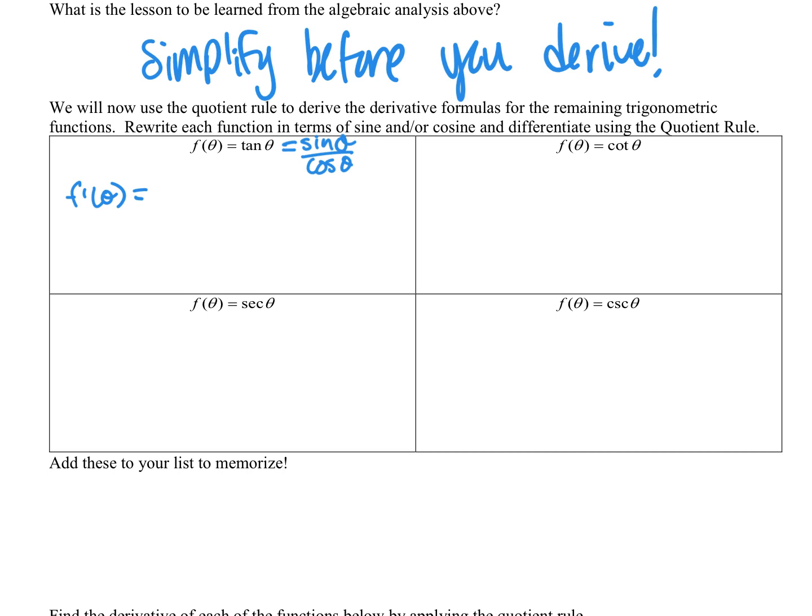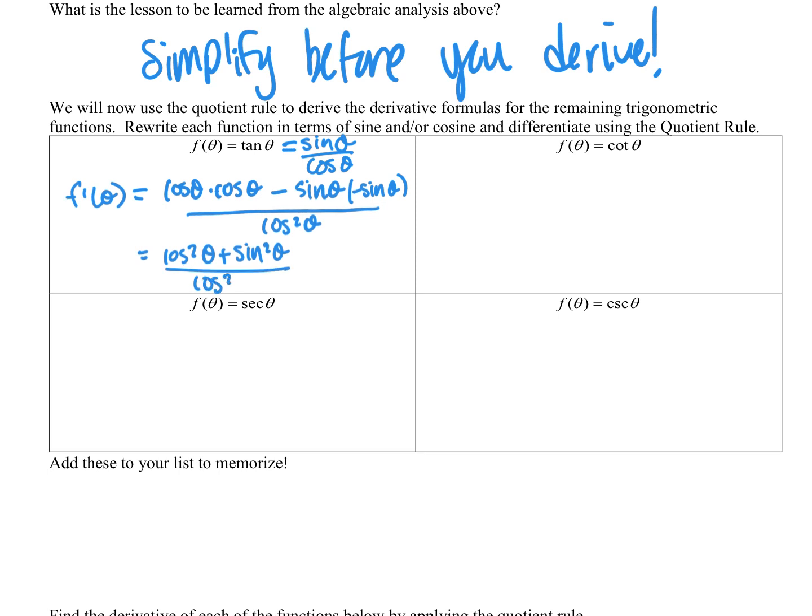So we'll start with low. That's cosine theta. What's the derivative of sine? Cosine. So times cosine theta. Minus high, sine theta. What's the derivative of cosine? Negative sine. All over the square of what's below, cosine squared theta. Then this becomes cosine squared theta plus sine squared theta all over cosine squared theta.